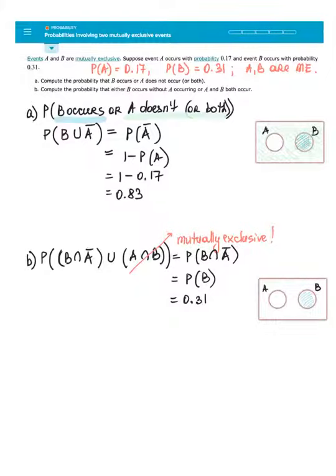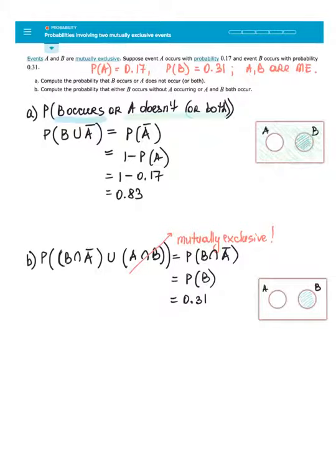In this video, we will see examples of computing probabilities involving two mutually exclusive events. First of all, I would like to remind you that two events are mutually exclusive if it is impossible for both of them to occur at the same time. In other words, the intersection of two events that are mutually exclusive is always going to be equal to 0.